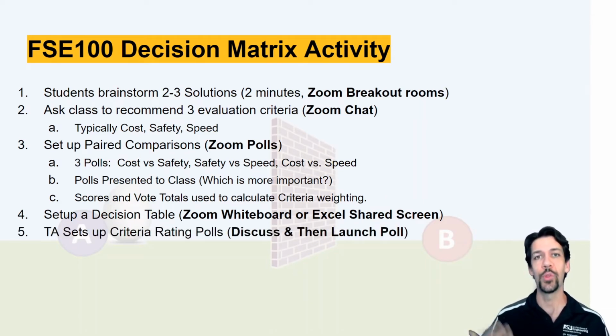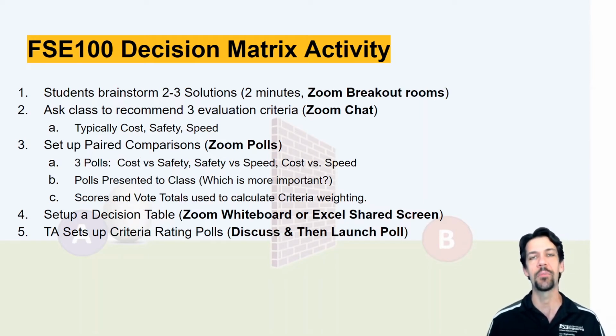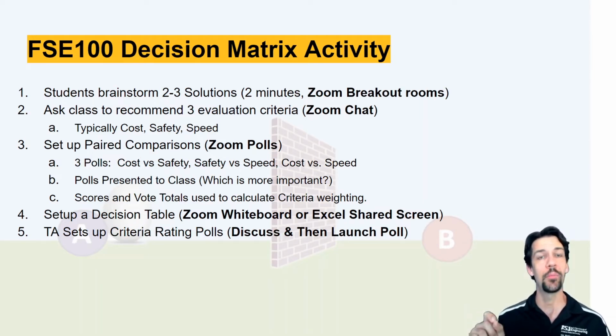So then as I'm discussing these ideas, my TA is setting up the criteria rating polls for each of them. So I say, for the cost criteria, which one of these is going to cost the most, right? So rather than arguing about the specific points that go in the decision matrix, I ask them which one costs the most, and then I give that one a cost of like 1, right?